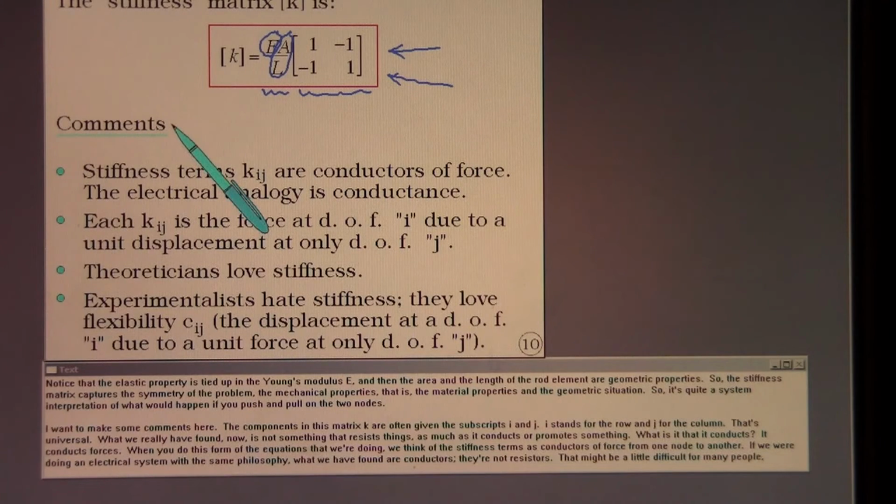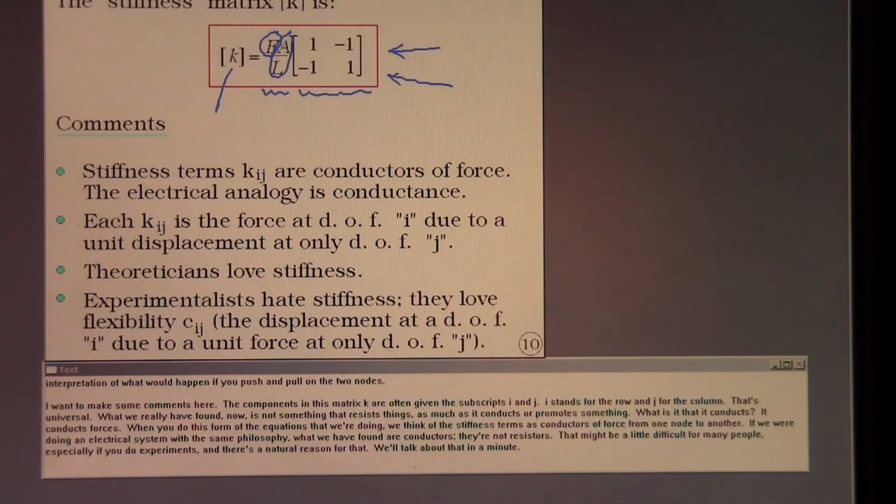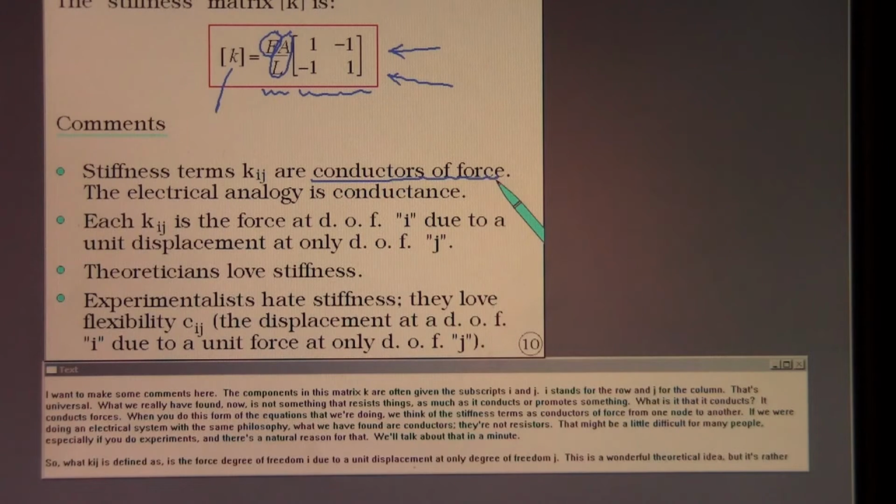Now, I want to make some comments here. The components in this matrix K are often given the subscripts I and J. Now, I stands for the row and J for the column. That's universal. And what we really have found now is not something that resists things as much as it conducts or promotes something. Now, what is it that it conducts? It conducts forces. So when you do this form of the equations that we're doing, we think of the stiffness terms as conductors of force from one node to another.